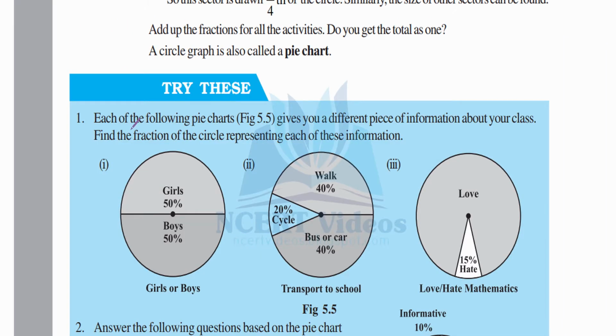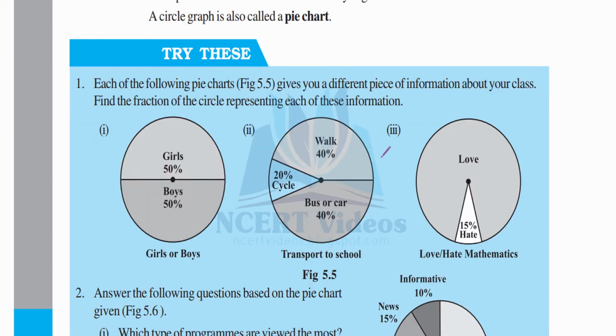Now try these. Each of the following pie charts in this figure gives you a different piece of information about your class. Find the fraction of the circle representing each of these pieces of information. Here we are talking about the strength of your class, that is total girls and total boys, and it is provided to us as 50-50%. That means if we have a total strength of 40 in a class, 20 will be boys and 20 will be girls. So we observe that this form of representation in terms of a circle provides us various information pictorially.